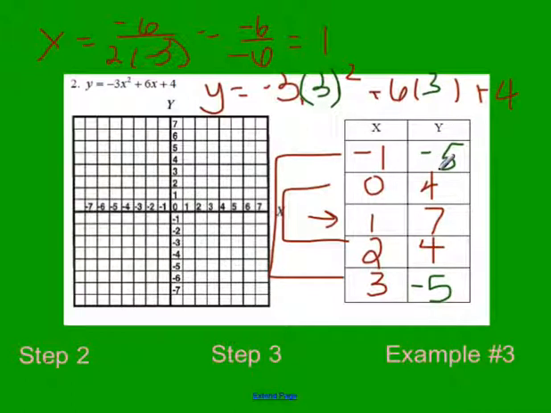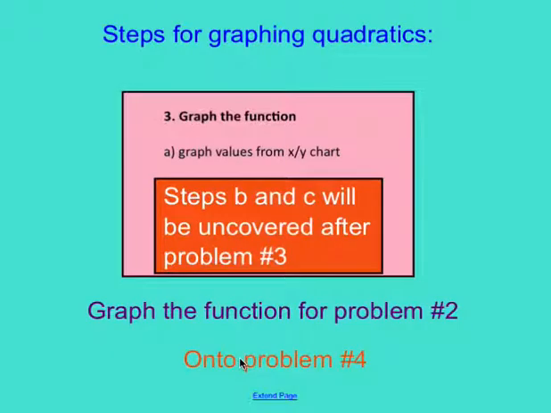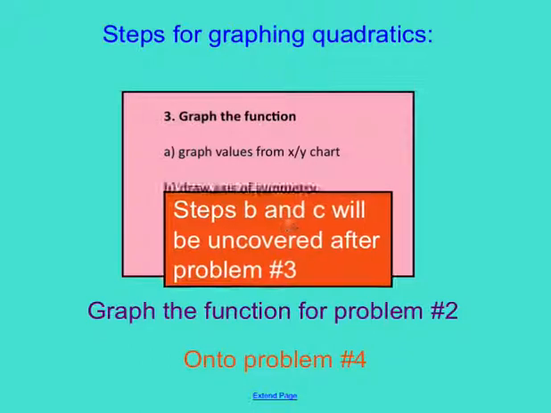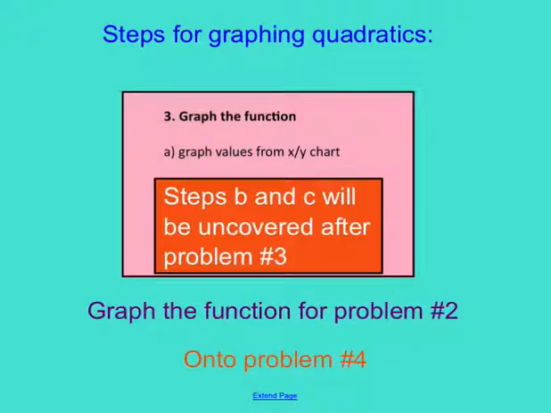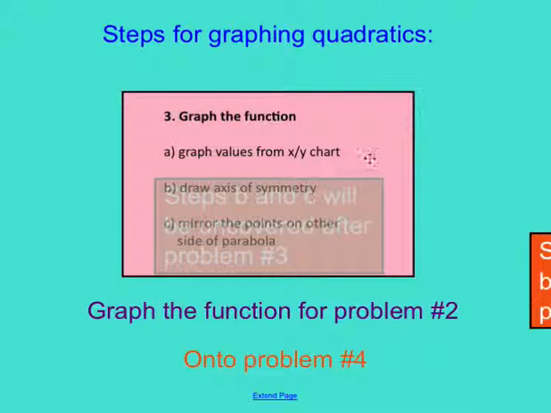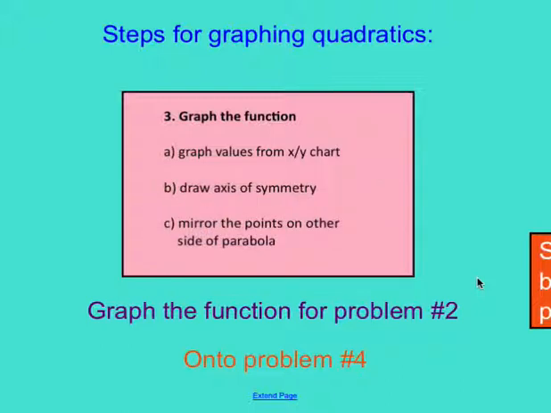So now let's flip back to the other page and take a look at step 3. Step 3 is that you're going to graph the function. Basically, you're just going to graph all the points you created on the charts. Step B and C will be uncovered right now. You could also remember that you can draw the axis of symmetry. That's what we did, and we mirrored those pairs to the other side of the parabola. We basically said, okay, these two values have to be equal. These two values have to be equal.